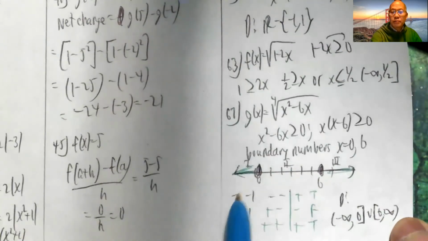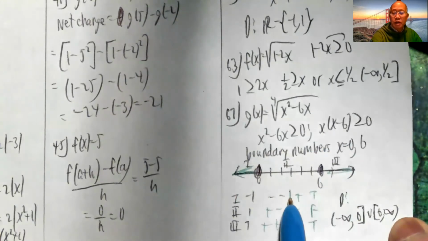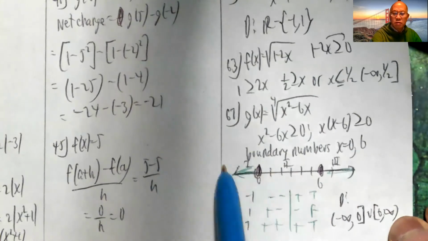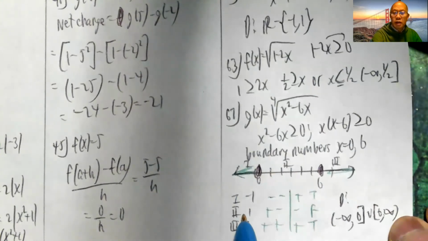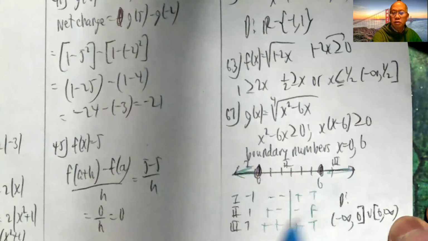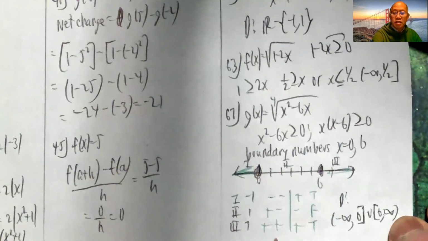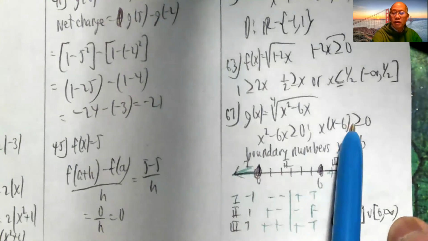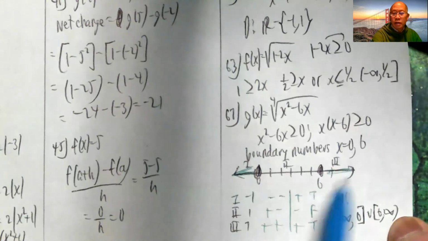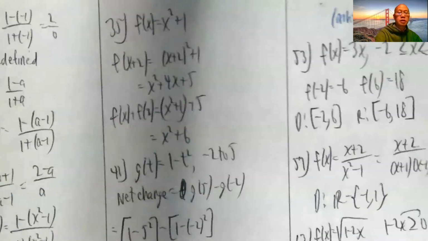And test a point from here, here, and here. I plug in negative 1. Negative 1, that's a negative, that's a negative. Negative times a negative is positive. Positive greater than or equal to 0, that's true. Shade this region. Region 2, plug in 1. 1 times negative 5, positive times a negative is a negative. Is a negative greater than or equal to 0? No, that's false. So don't shade in region 2. Region 3, try 7. Positive, positive, positive times positive is positive. Positive greater than or equal to 0 is true. Shade region 3 in. So the domain is negative infinity, comma 0 bracket, union 6, comma infinity. All right, so these are some problems from section 2.1.